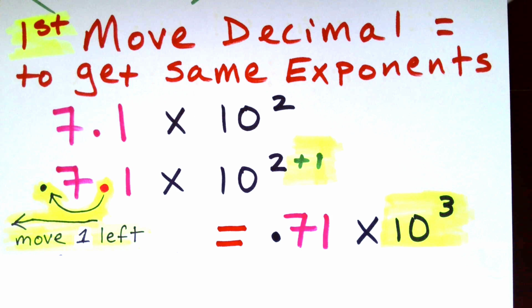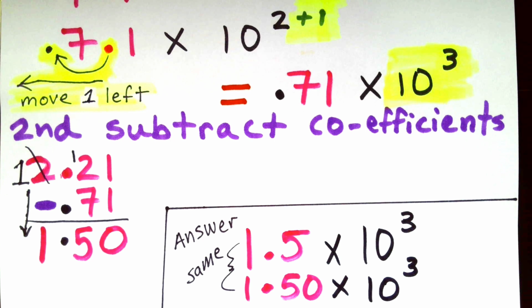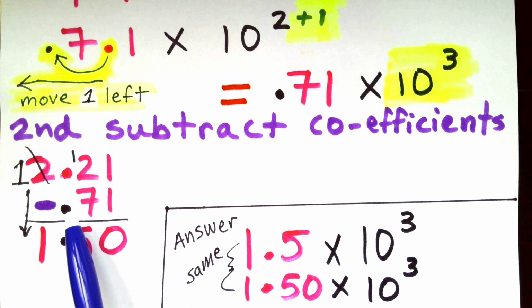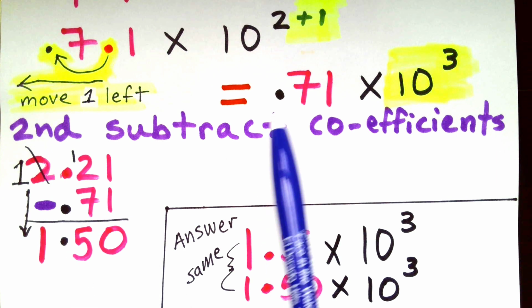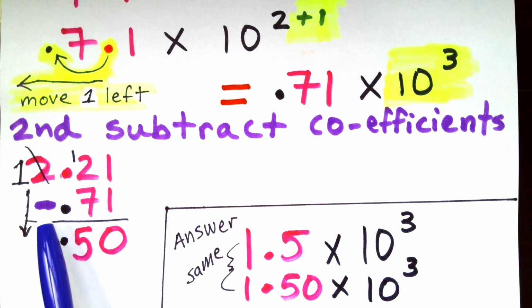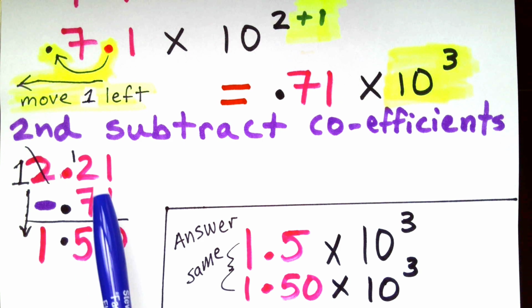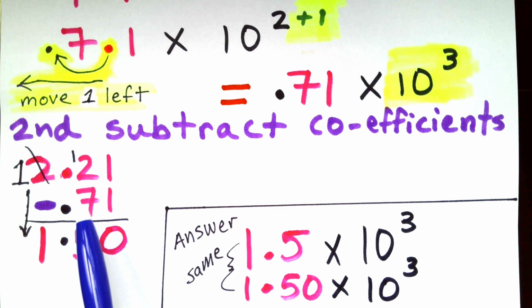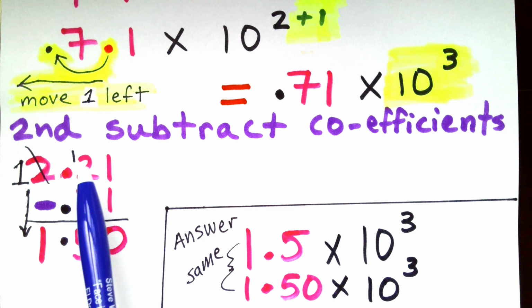Now I can stack and subtract. All right, now I can stack and subtract the coefficients. So remember that first coefficient was 2.21. We line up the decimals. My new coefficient, 0.71. We line up those decimals, and we can subtract. Okay, so 1 minus 1 is 0. And I cannot take away 7 from 2.